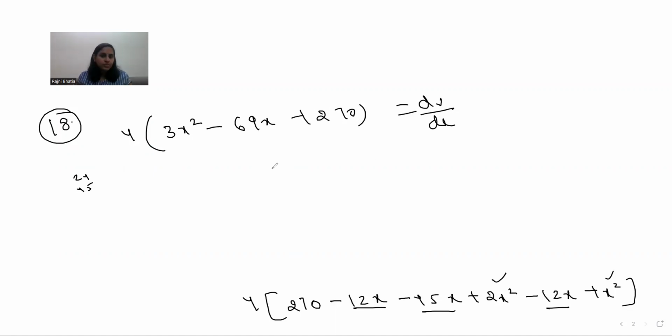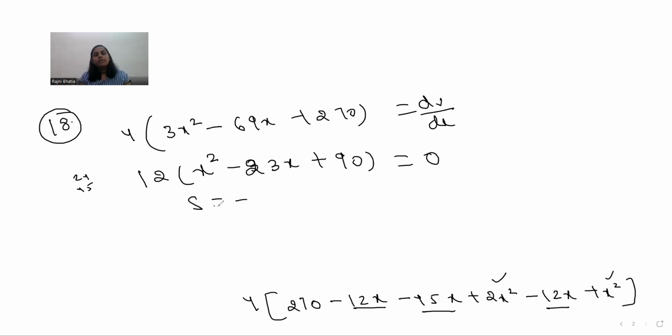Before equating it to 0, first I need to see whether there is anything coming out common. I can take out 3 common. So this is going to give me 12 x square minus 23x plus 9. Now I'll equate it equal to 0. I have to apply splitting the middle term. Sum should be minus 23 and product should be 90. So I need to find two numbers whose sum is minus 23 and product is 90.